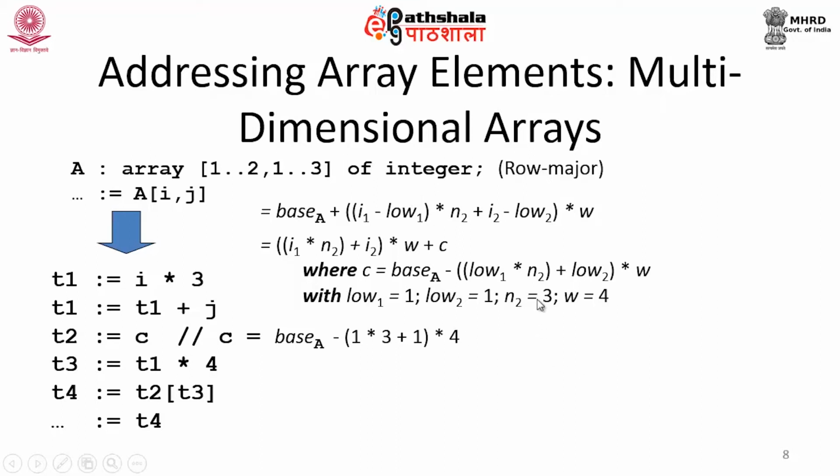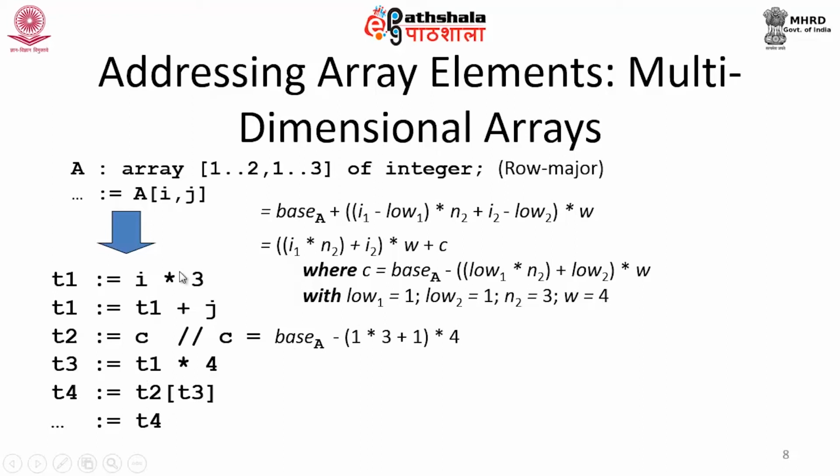So, how do I compute this? This is nothing but 1 into 3 plus 1 multiplied by 4. So, 1 into 3 is 3 plus 1 4 into 4, 16, that should be subtracted from the base address, and finally it should be incorporated here for computation.